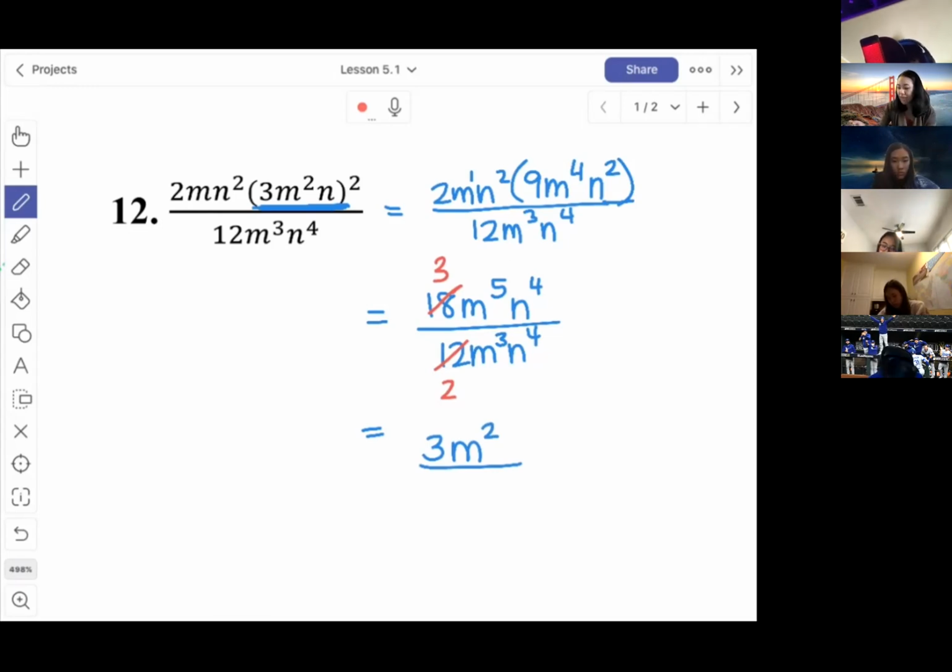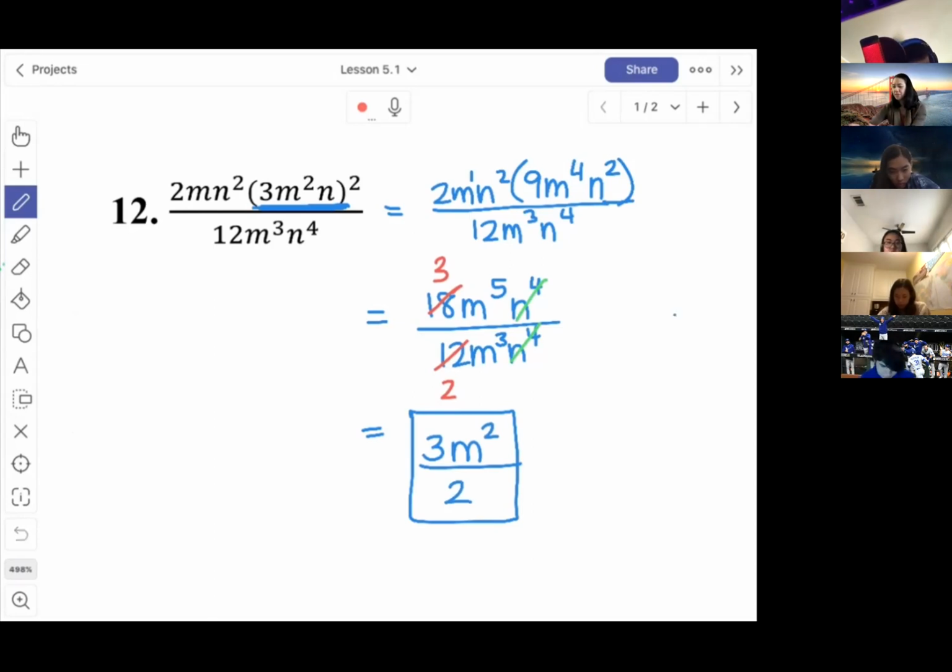And then n to the 4th over n to the 4th, what happens there? You get n to the 0th power, which gives you 1. Exactly. All right. So final answer: 3m squared over 2. Perfect. That's it. You got it. All right. Good job, Mason.